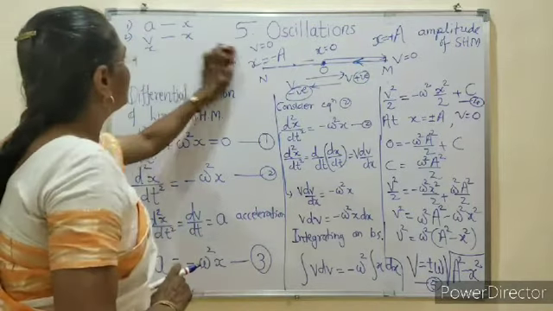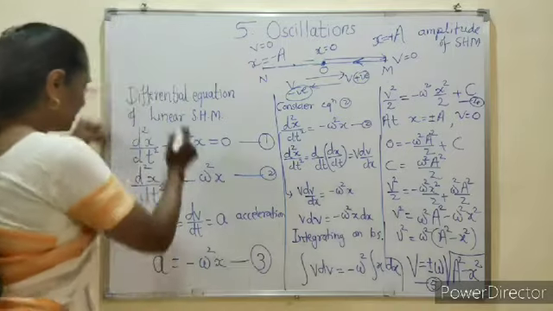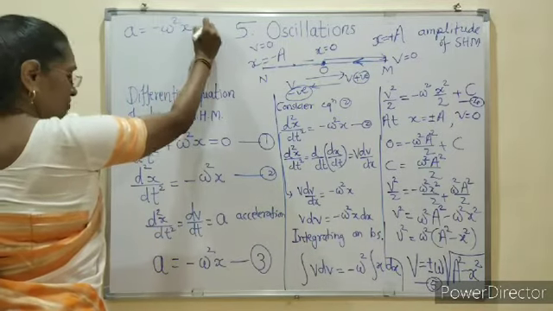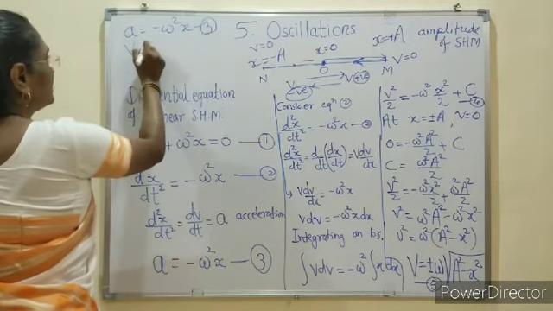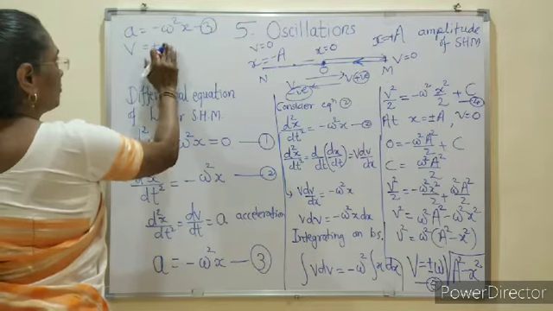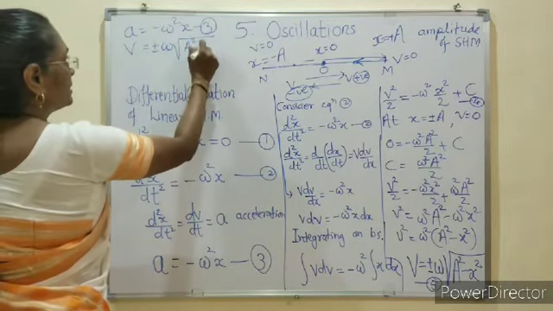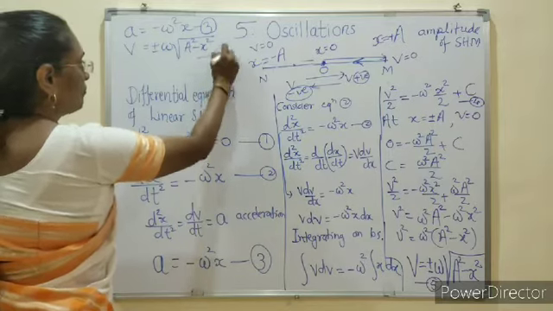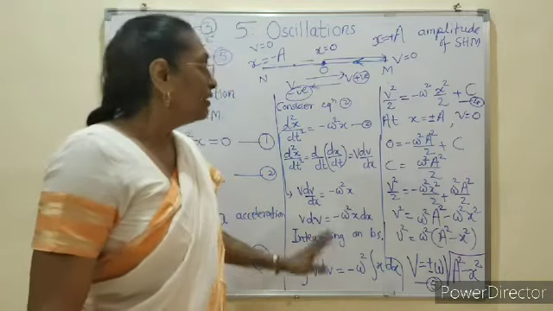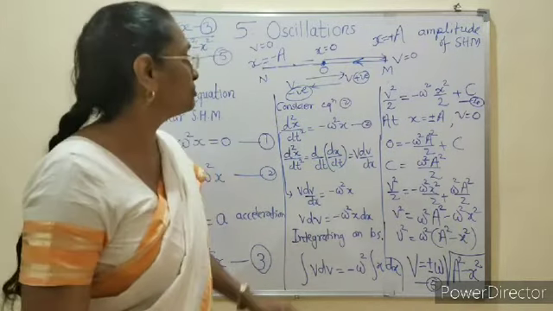In case of linear SHM, now we have two relations. One is for acceleration, a is equal to minus omega square x. This is equation number 3. And the next is v equal to plus or minus omega under root a square minus x square. This is equation number 5 in our answer. Now we have to derive the expression for displacement.